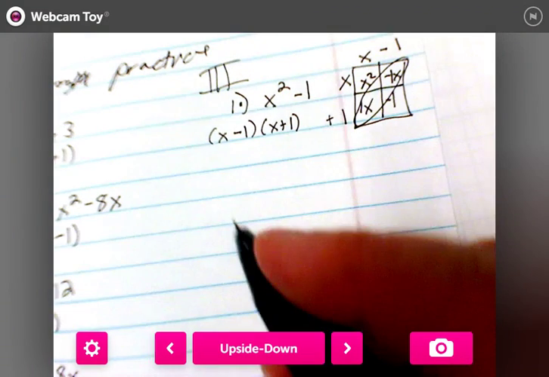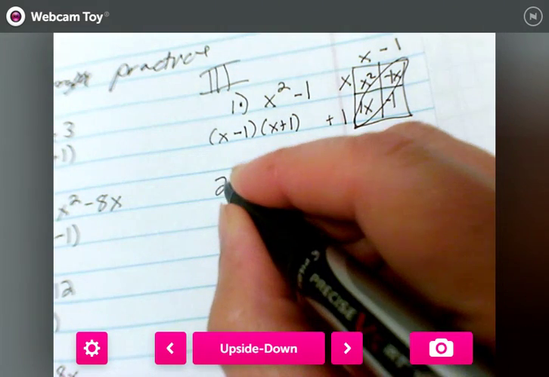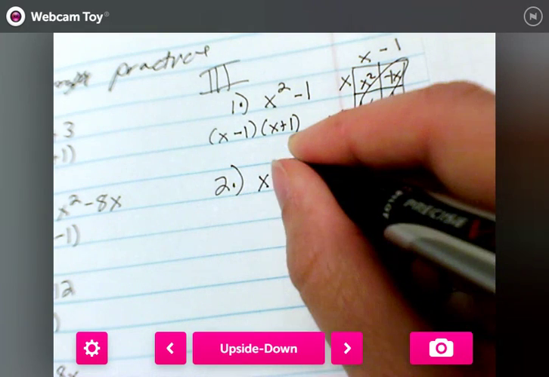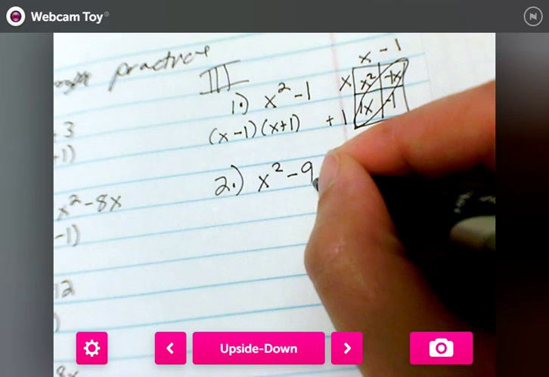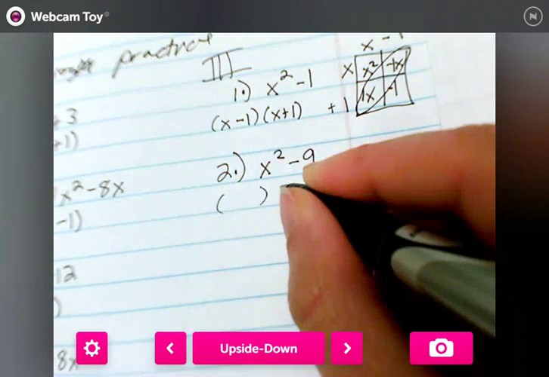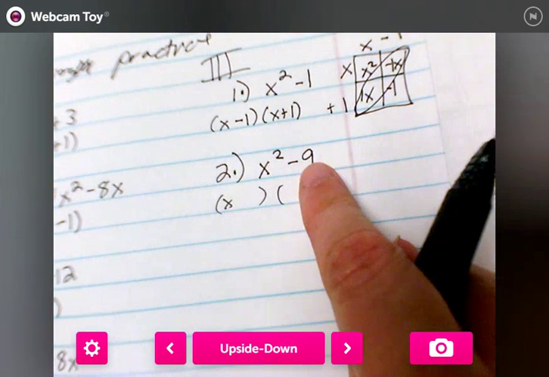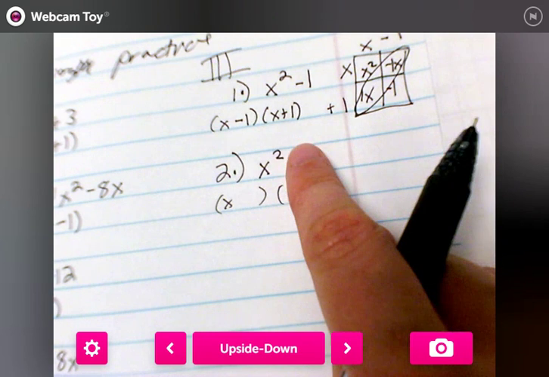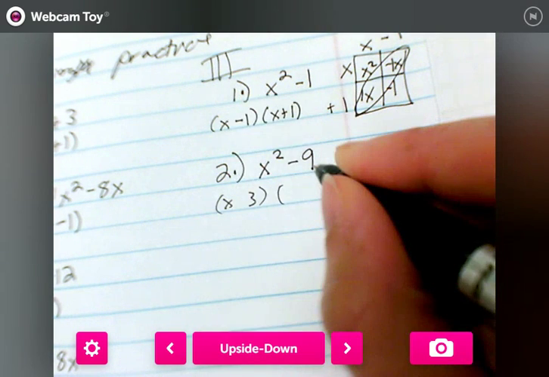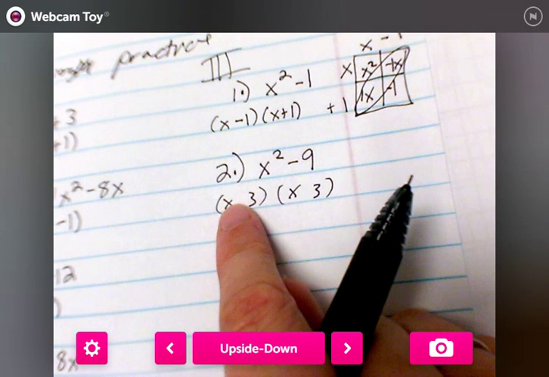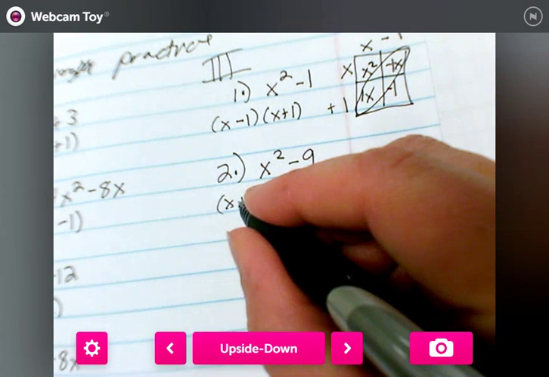Let's try another one and then I'll have you guys do one on your own. Here we've got x squared minus 9. So without doing the whole little Punnett square thing, what am I going to get? X. What is the square root of 9? 3. So I've got, and since it's negative, that means 1 is positive and 1 is negative.